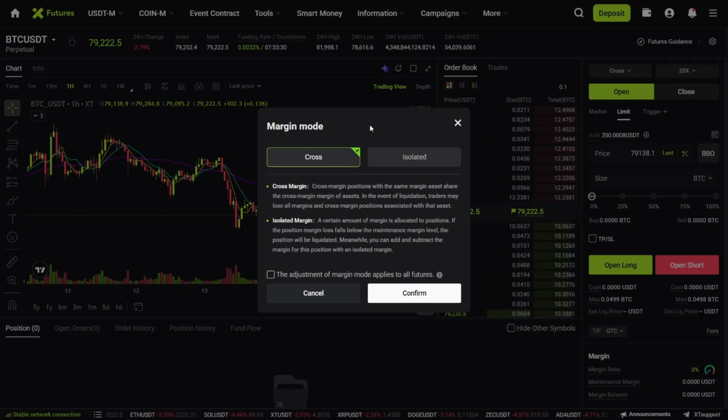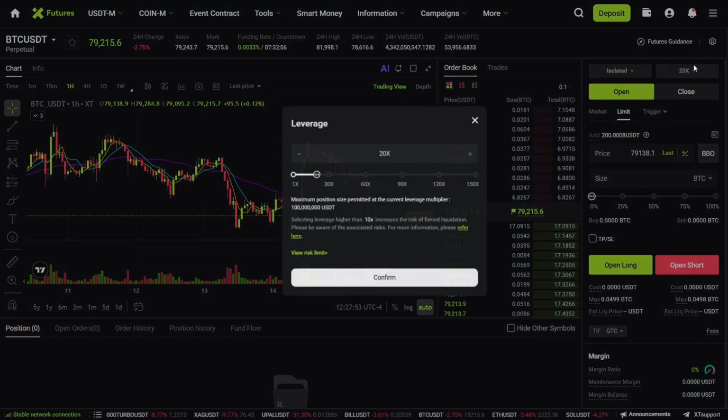Cross margin means your available futures balance can be used to help keep the trade open. This gives the trade more room, but it also means more of your balance could be at risk if the trade goes badly. Isolated margin means only the amount of the margin you put into that specific position is at risk. For beginners, I usually recommend using isolated margin because it helps you control your risk better and keep each trade separate. So we are going to confirm our isolated margin.